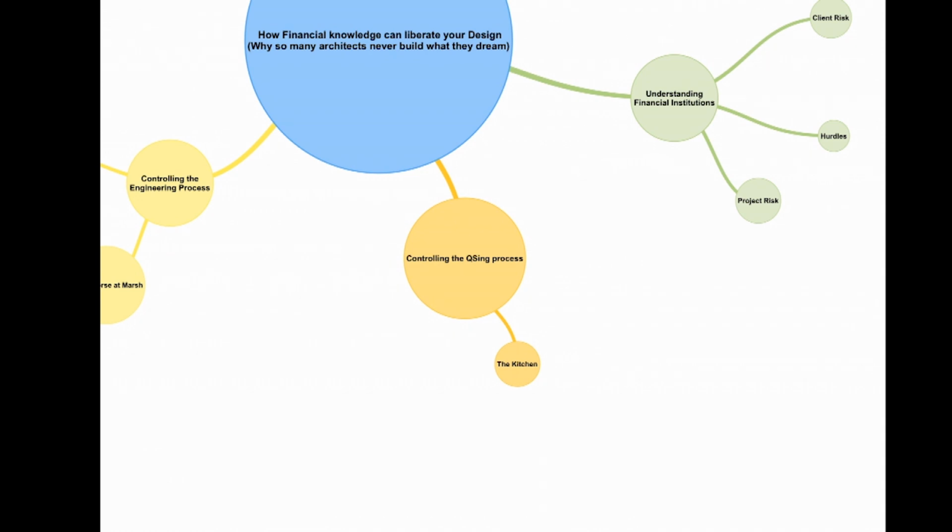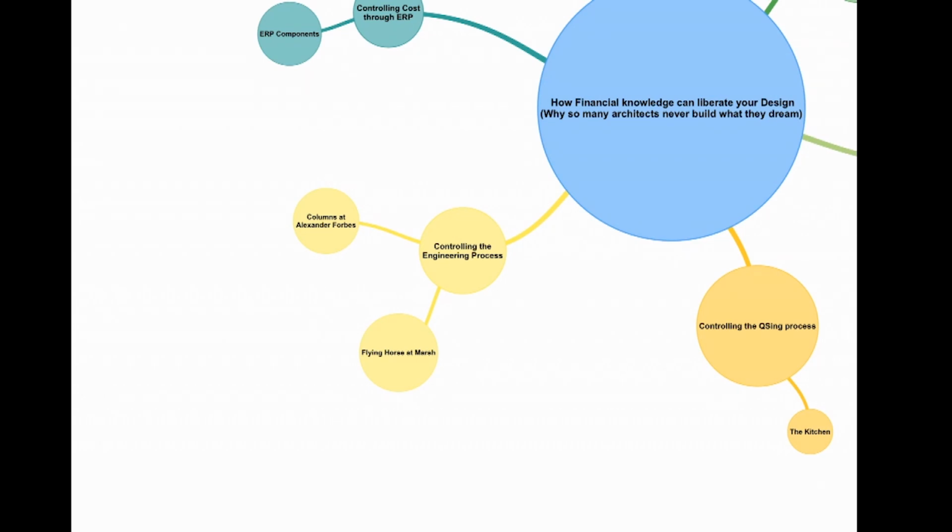We're then going to look at controlling the QSing process. We work with many good QSs, but you need to recognize if there's an issue that you need to intervene in, and how you can mitigate and change your design process so that your chances of the project happening are much more successful. Then we're going to look at controlling the engineering process, which is a very similar process.